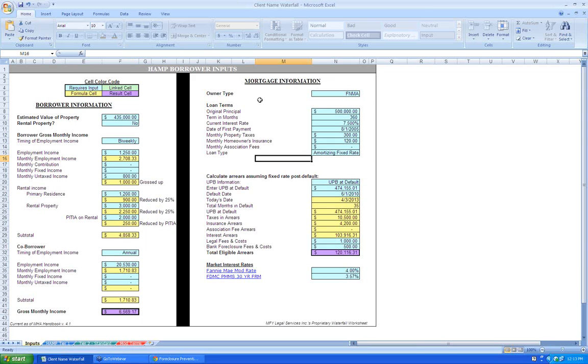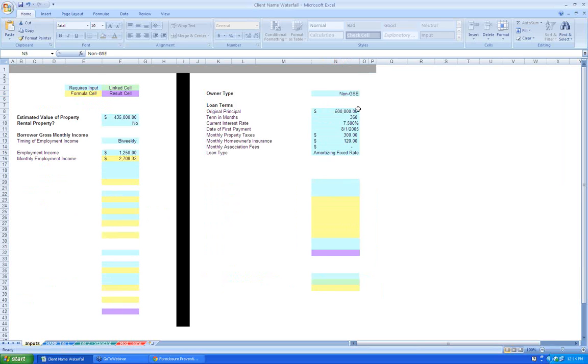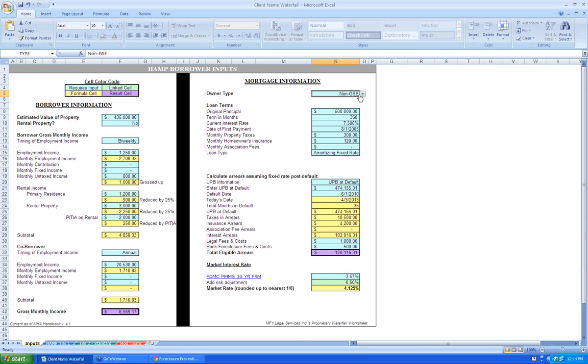Now, over on the right panel, this is information about the mortgage itself. The first input is owner type, and we have 3 owner types. There's Fannie Mae, Freddie Mac, or a non-GSE, so a securitized trust or a portfolio loan. And those all change other inputs in a way that I'll discuss briefly in a little bit.